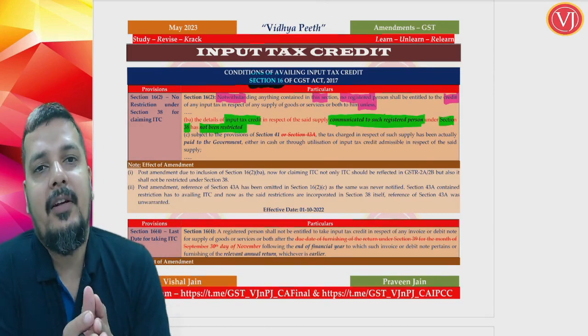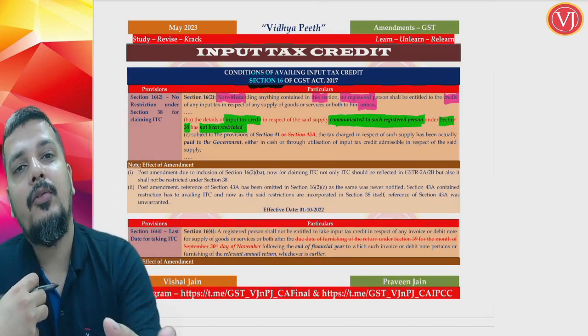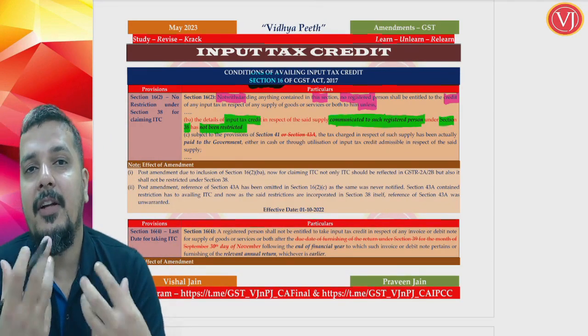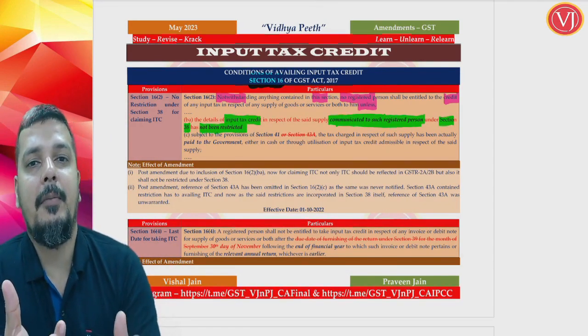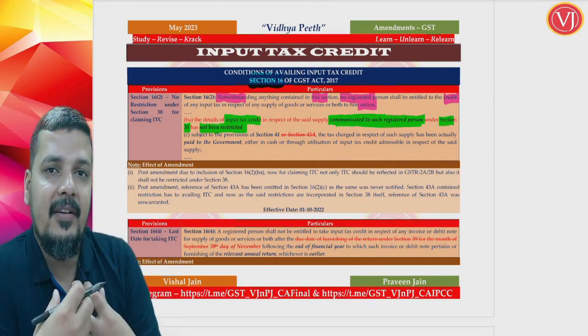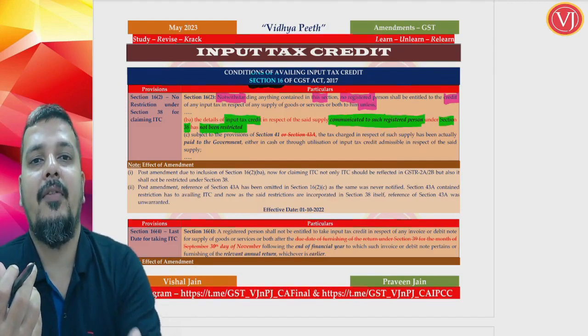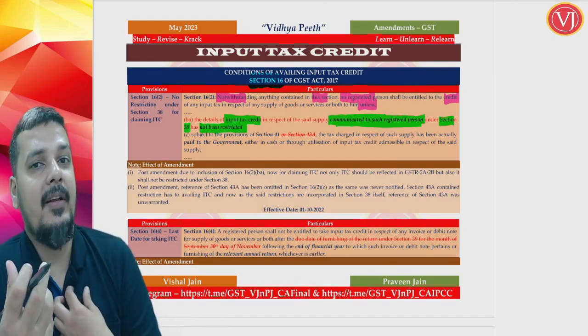Please understand, these are two different things. Supposing I am the recipient, I am purchasing from you. First, you should have a supply, and you should have furnished that information in your GSTR 1 or the information furnishing facility, that is IFF. Only then will I get it in my GSTR 2B. So the first condition is, you should have filed your GSTR 1 or IFF and I should have got it in my GSTR 2B. That is the first criteria.